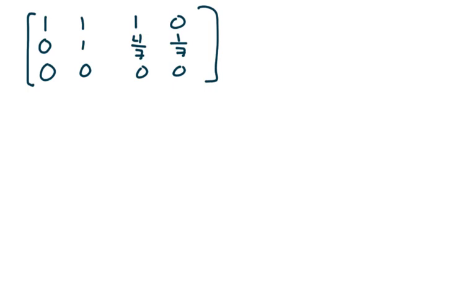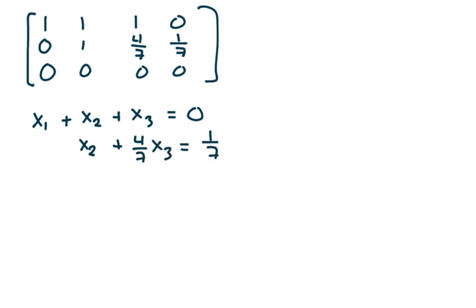And we're now in the home stretch. Okay. So I want you to watch carefully how this works. So I'm going to get x1 plus x2 plus x3 equals 0. Then I'm going to get x2 plus 4/7 x3 equals 1/7. Now, this is what I would do.